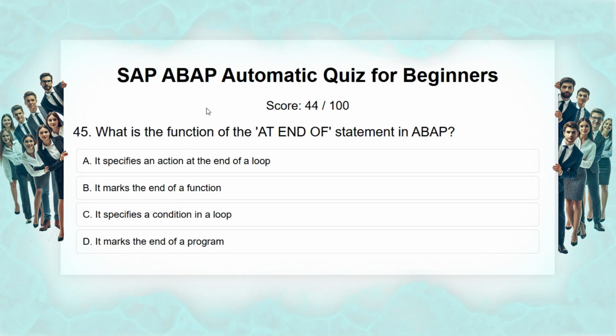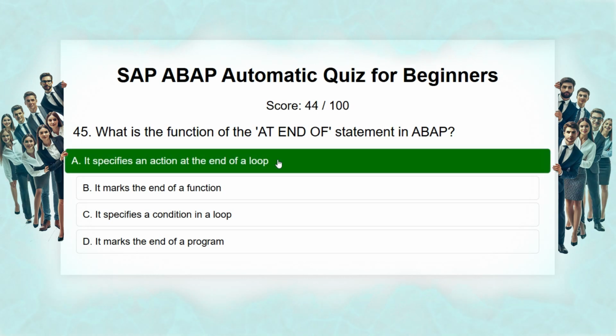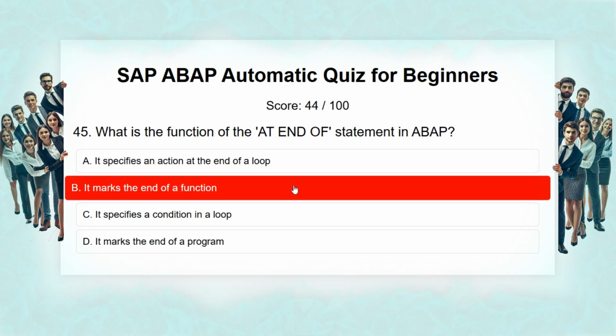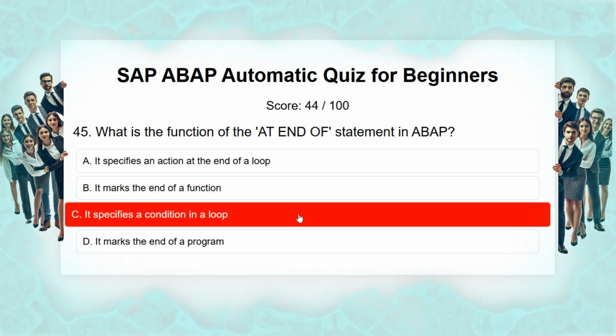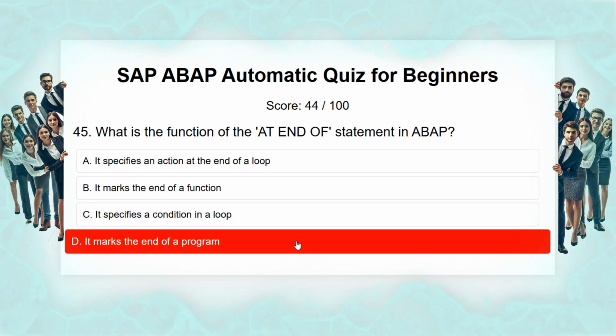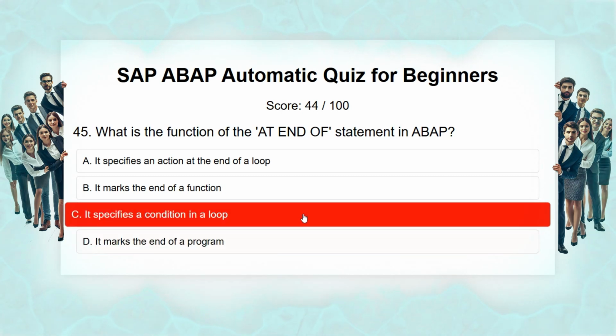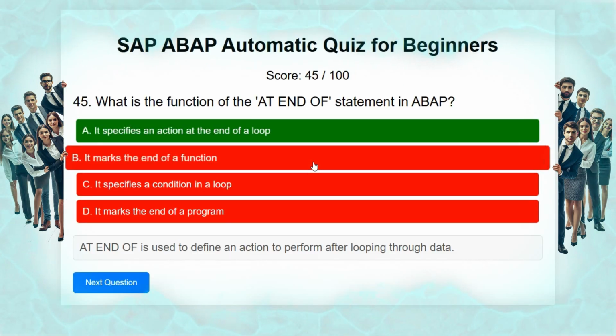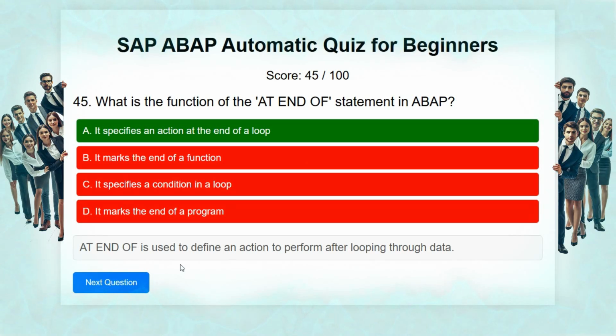45. What is the function of the at end of statement in ABAP? A. It specifies an action at the end of a loop. B. It marks the end of a function. C. It specifies a condition in a loop. D. It marks the end of a program. Correct answer. At end of is used to define an action to perform after looping through data.